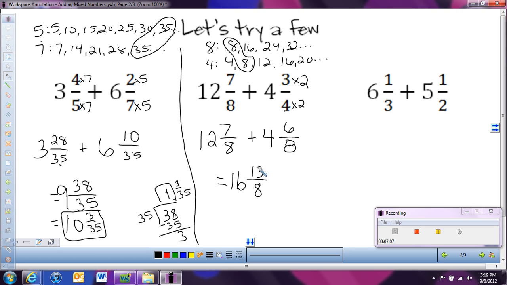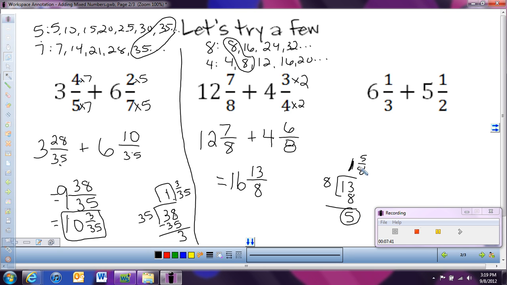Well, I do see an improper fraction here, so we're going to have to change that back into a mixed number. So remember, we're going to take 13 divided by 8. And 8 goes into 13 one time. That would be 8. 13 minus 8 is 5. If I want to keep going, I'd have to write a decimal point. That means we're done because we don't want decimal points when we're working with fractions. So 1 will be our whole number. And then 5, our remainder, is our numerator. And 8 stays the same.